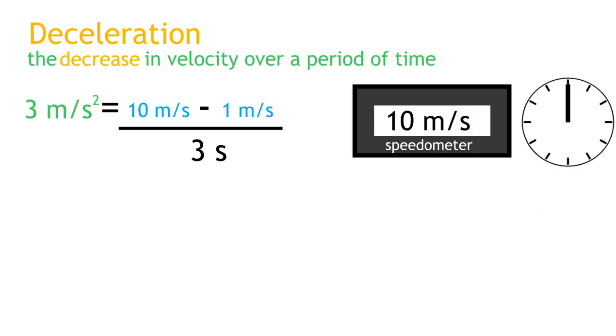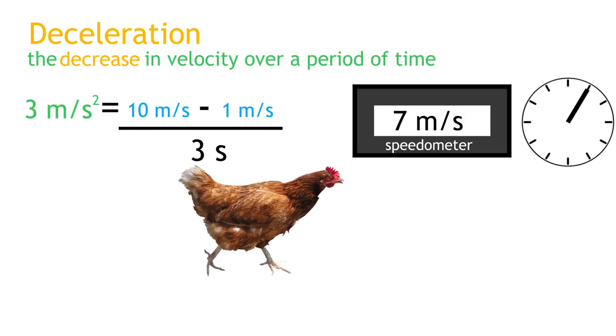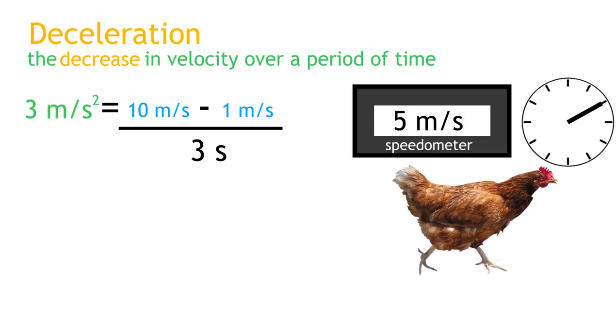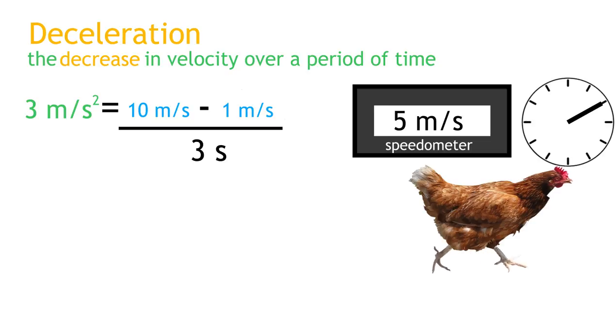An example of deceleration is a chicken going at 10 meters per second, and 2 seconds later, it's going at 5 meters per second. Again, pause the video here, try to figure out the acceleration or deceleration of the chicken. If you use the same equation as before and plug in the variables, you'll get negative 2.5 meters per second squared, which means that every second the chicken will be 2.5 meters per second slower. So in conclusion, acceleration is just increase or decrease in velocity over a period of time.